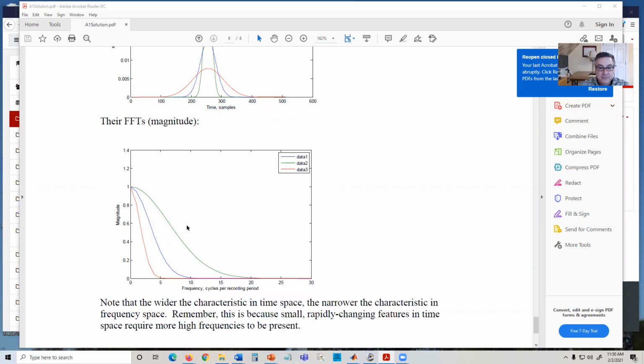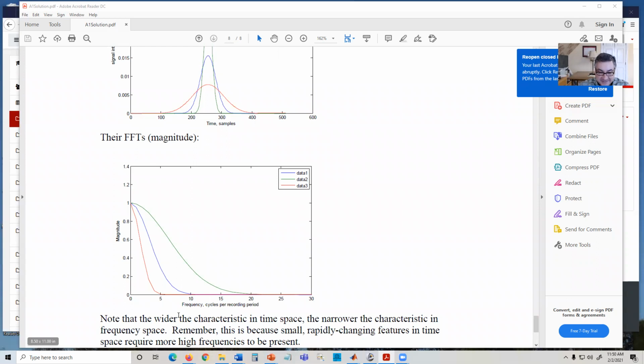So we will make use of that frequently in the future.